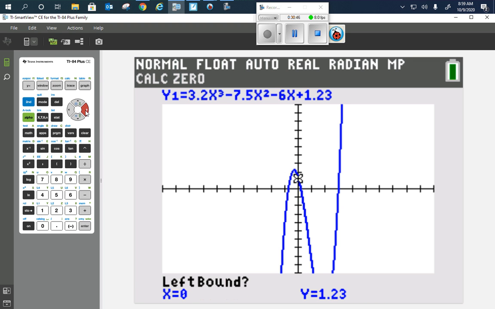But if I'm going to be to the left of the next 0, I've got to be above. Push enter. To the right of it, it's going to be below. Push enter. Go ahead and guess. Rounded or truncated, what's my x value? .171. Everybody with me?